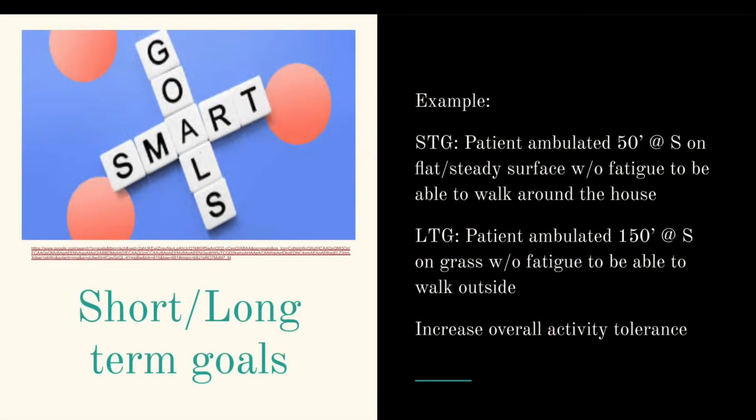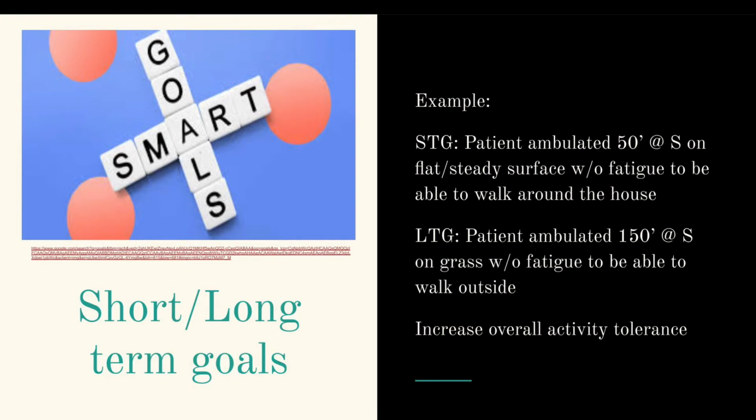So, just like the plan of care and the exercise tolerance, the short and long term goals would depend on severity and type of the disease and the goals of the patient. For example, if the patient has difficulty walking, a short term goal may be for them to ambulate 50 feet at supervision on a steady surface without fatigue so they can walk around the house.